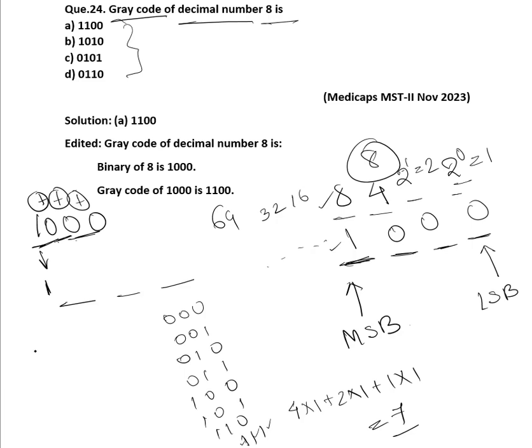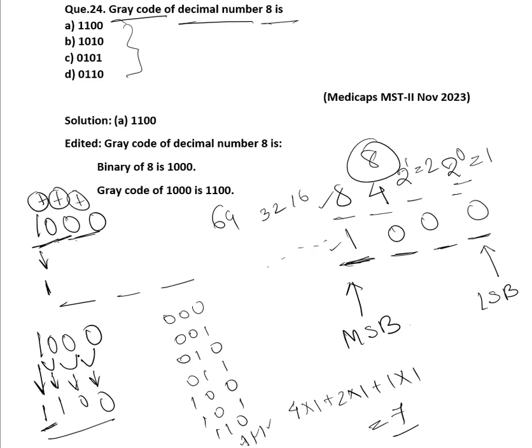For better simplicity, this is the binary number. We write 1, then we XOR 1 and 0, which gives us 1. Then we XOR 0 and 0, which gives us 0, and then we again XOR 0 and 0, which gives us 0. So the main principle is we write the most significant bit at first, then we XOR the adjacent bits and write the results alongside the bit we have written.